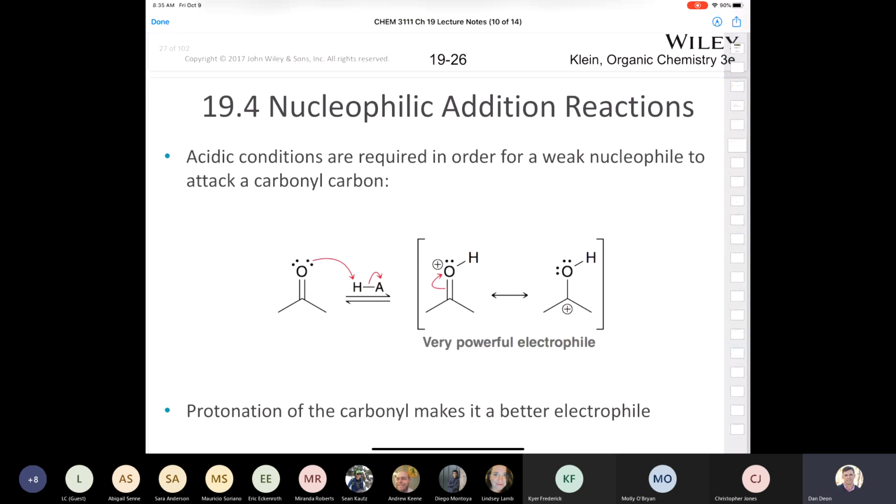Acidic conditions are required in order for a weak nucleophile to attack a carbonyl carbon. We're going to see this many times throughout this chapter, that in order for a weak nucleophile, like an alcohol or a thiol or an amine, to react with a carbonyl, we have to protonate it first, and that renders it more electrophilic. In fact, it turns it into a very powerful electrophile. You want to keep that in your mind as we progress throughout the chapter.